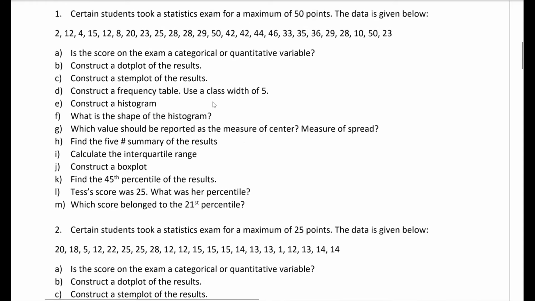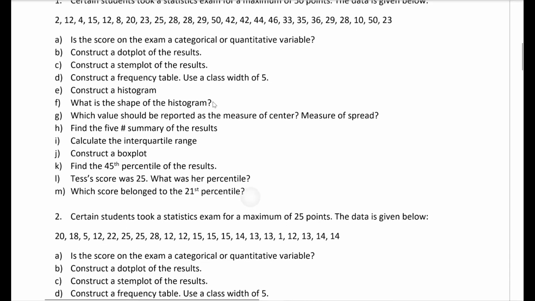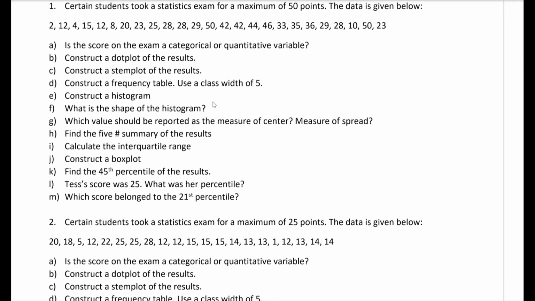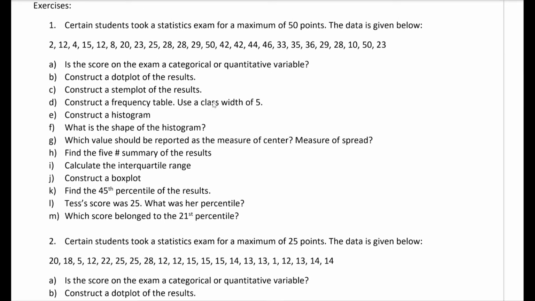We have certain students who took an exam for a maximum of 50 points. The data is given below. We want to determine, is the score on the exam a categorical or a quantitative variable? The score on the exam is a number that makes sense to be averaged. If it's a number that makes sense to be averaged, then it will be referred to as a quantitative variable.